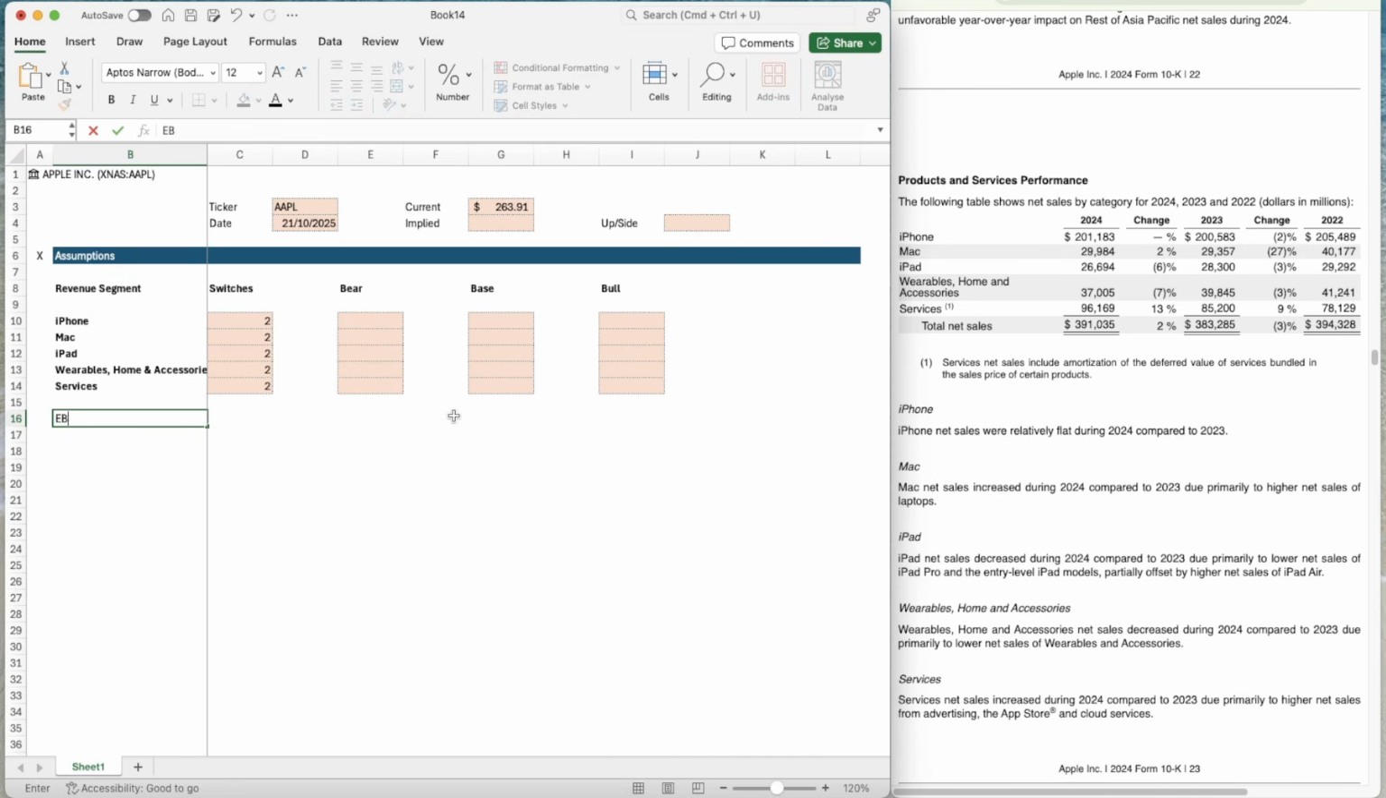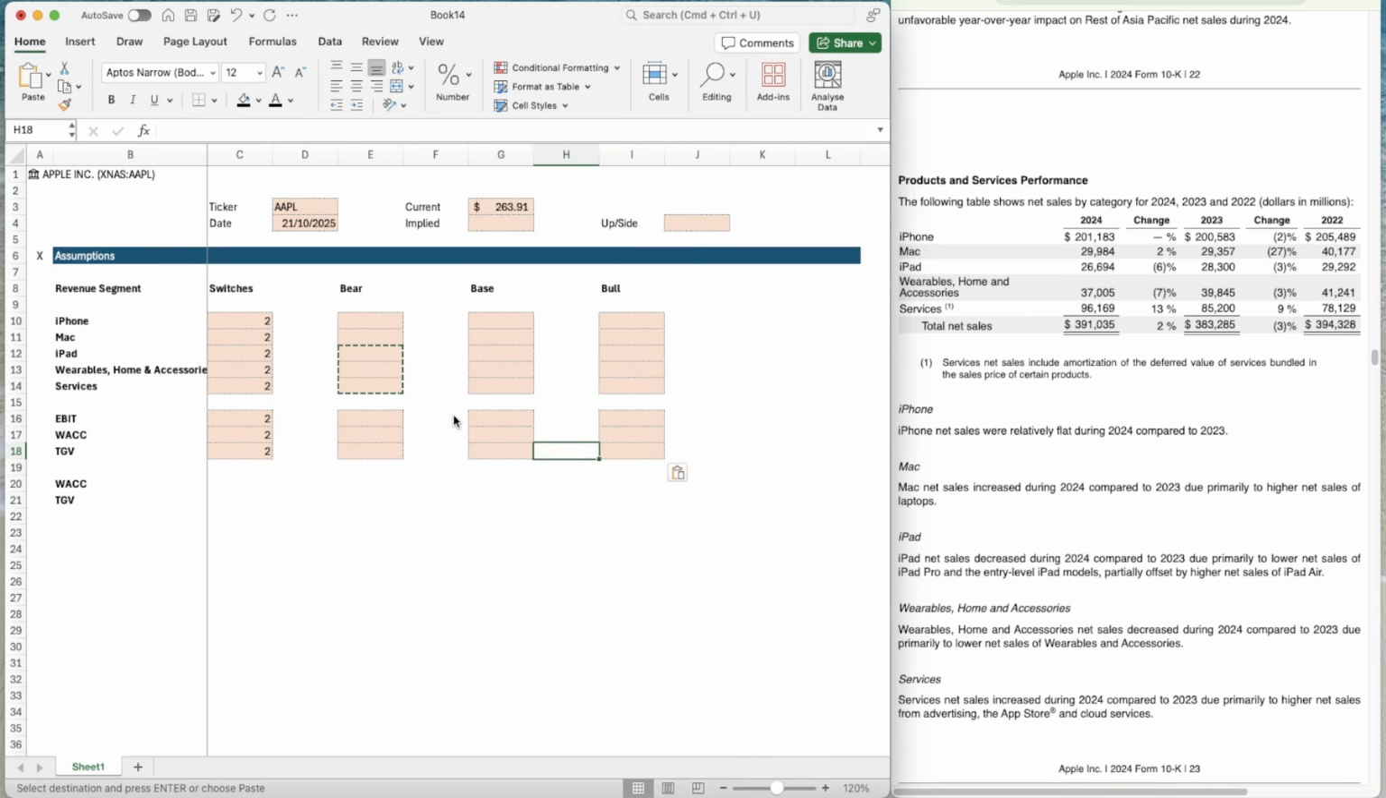Below the revenue, we're going to have EBIT, then WACC, and then the terminal growth value. Then just copy these two, the WACC and the TGV, and paste them here. Then leave these two blank, don't put a 2 in here, and you'll see why later, because this is going to tell us what our WACC is, depending on the scenario that we're simulating.